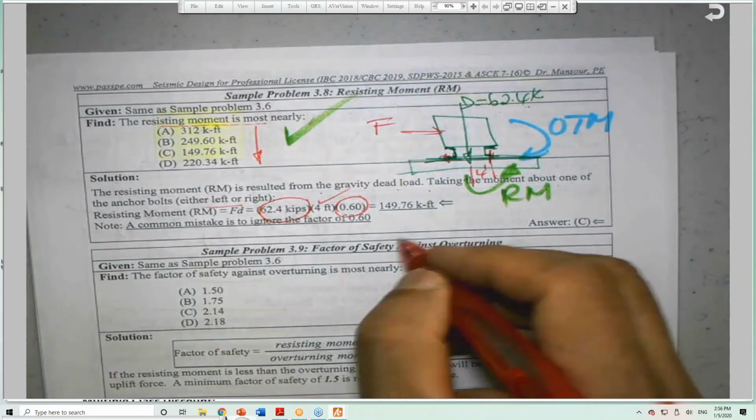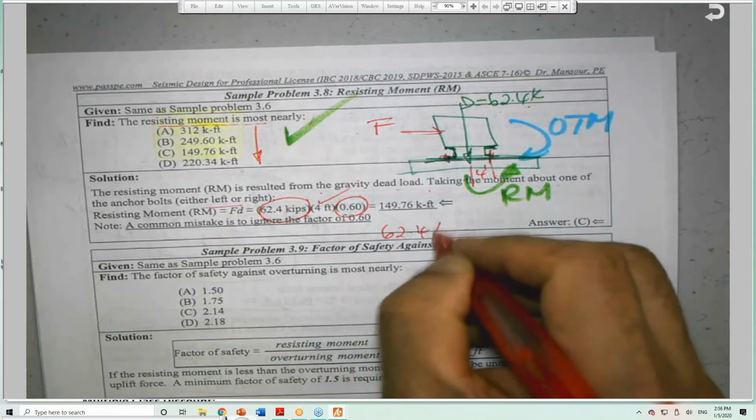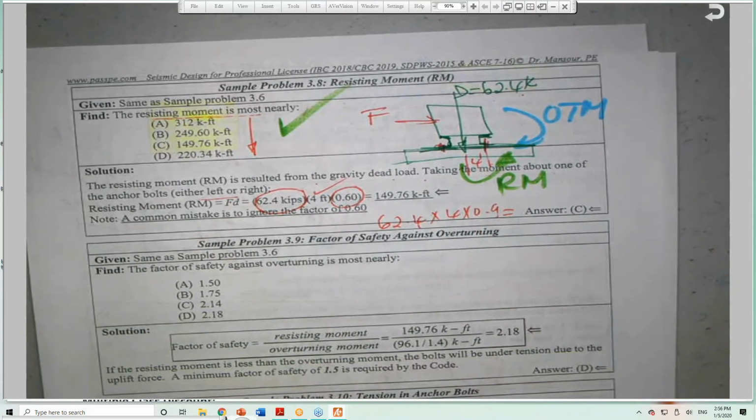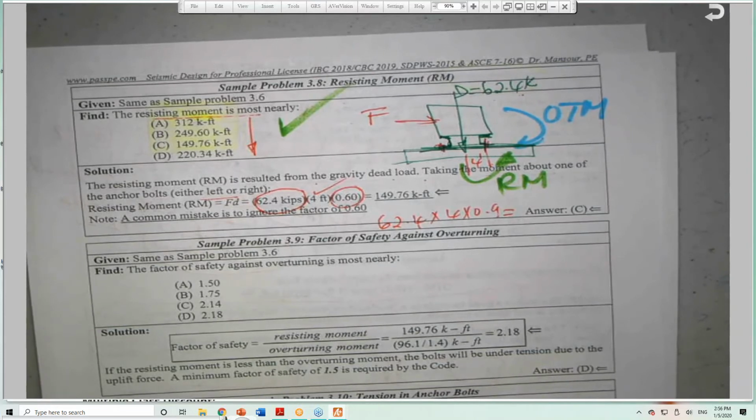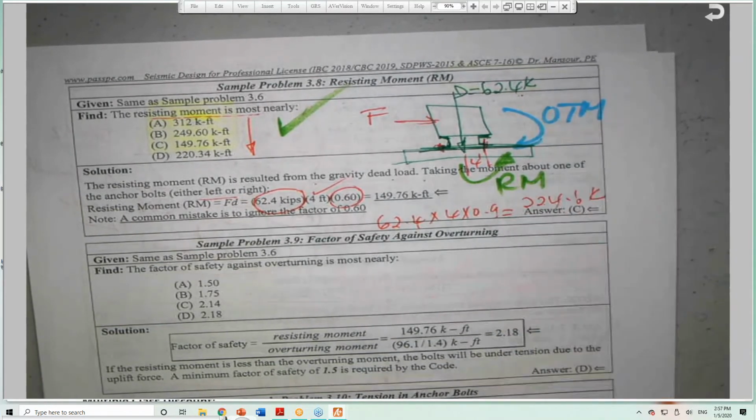If you use 0.9, so 62.4 times 4 times 0.9, what is the answer, by the way? Just for the sake of discussion. 200 and what? 224.6 kips. Do we have an answer to match that? That's it.